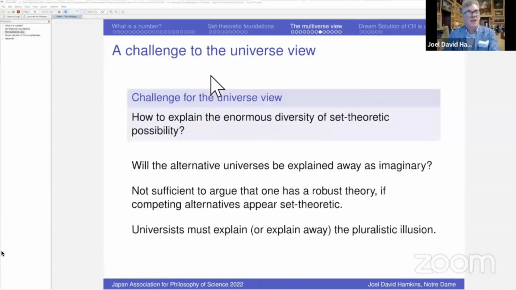So the challenge for the universe view, the view that there's only one set theoretic universe, is: how can we explain this enormous diversity of set theoretic possibility? So we've constructed all of these artificial set theoretic universes. Will the universalists explain them away as imaginary? It's not enough to just argue that you have a really great theory, a robust theory, because we already know about the possibility of all of those other places, all of those other set theoretic universes. And so the universalist has to explain away the pluralistic illusion as an illusion.